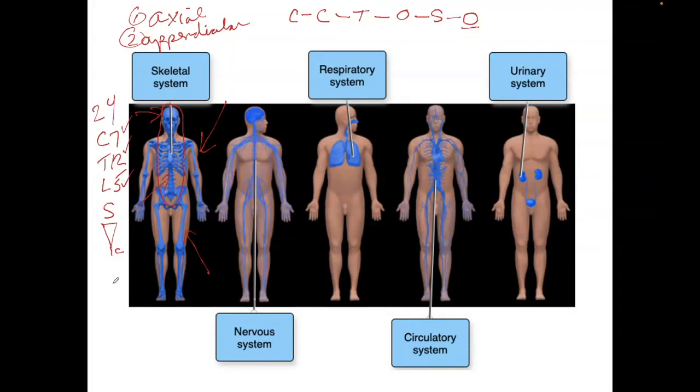The skeleton itself is really important because it stores minerals, especially calcium. So the skeleton is like a reservoir. It's a bank, if you would, that is a reserve that holds on and stores a lot of minerals. So when your body is deficient or in a fasting state, you can always go into the bones and pull out minerals for the organs to function and for physiology to function. So the skeletal system is very important.